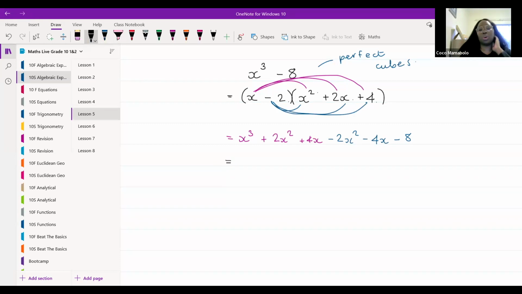Oh, that's okay, Tinyiko, well done. And then we're just going to add like terms. 2x squared minus 2x squared will give us 0. 4x minus 4x will give us 0. And what do we have left? Exactly what we started with. X cubed minus 8. So we've made it all the way back to the beginning.